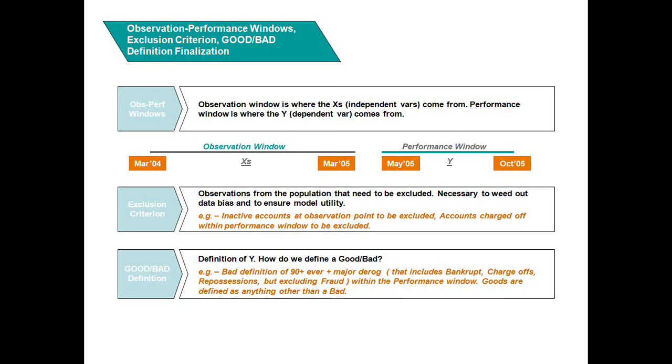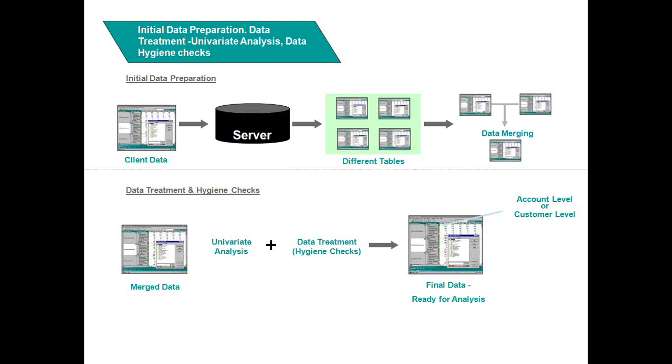Initial data preparation, data treatment, univariate analysis, data hygiene checks. So initial data preparation. Here, let's say we have the client data and we are pulling that from the server, and we get it in different tables. As I told, it could be transaction level data, in monthly, six-monthly, quarterly, or yearly format, and we get different kinds of tables. Then, on the basis of some key ID, we merge those tables to get merged data. Let's say we are dealing with bank data, so it could be the account number, and based on that account number, we merge the data. And on that merged data, we do our data treatment and hygiene checks.